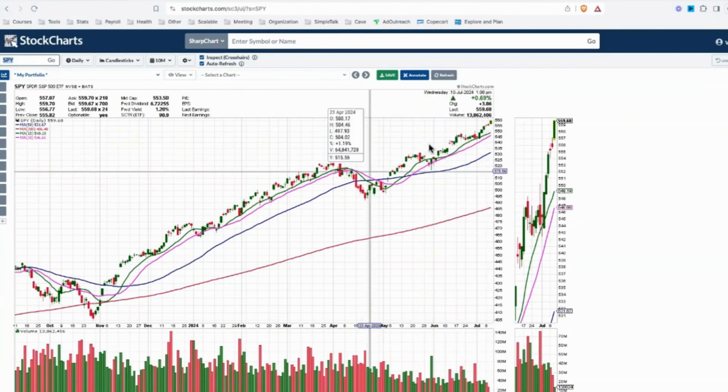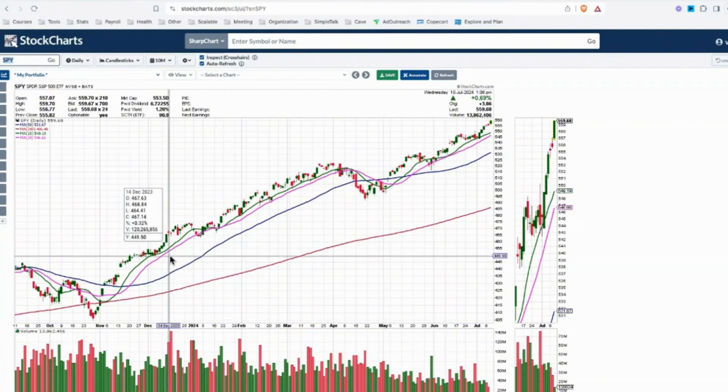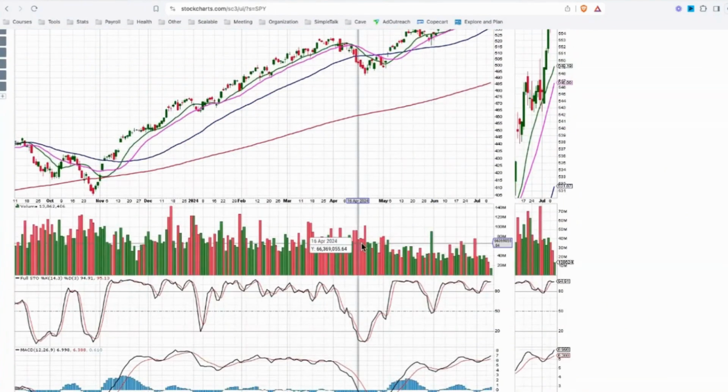Those are the candlesticks. They go up and down, and that's how the market goes. Overall, there's a predictable pattern to it. That's what we're able to trade predictably. So that's the first thing.